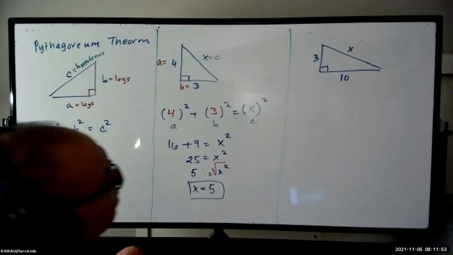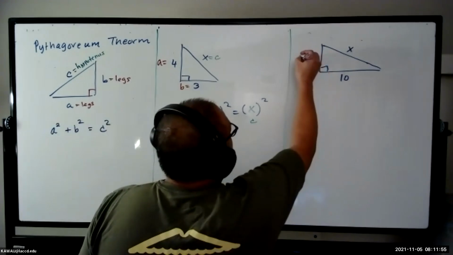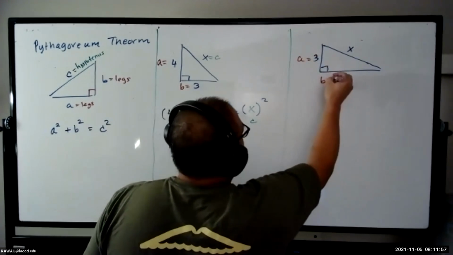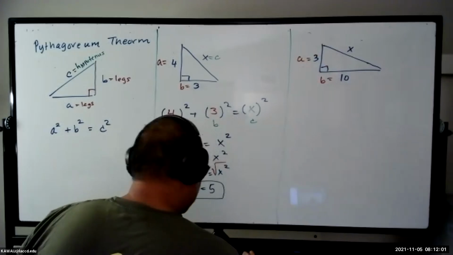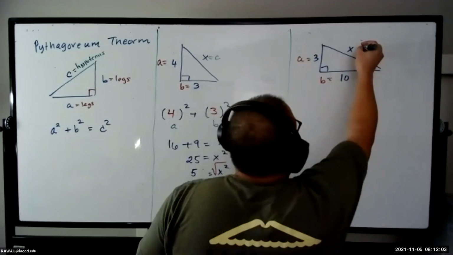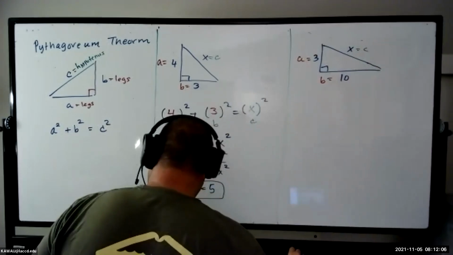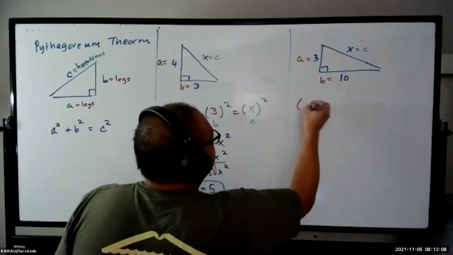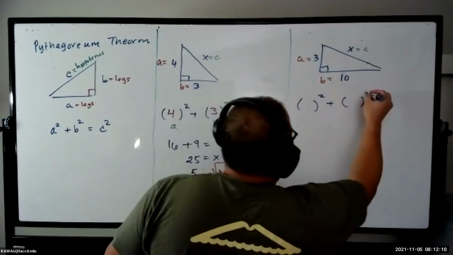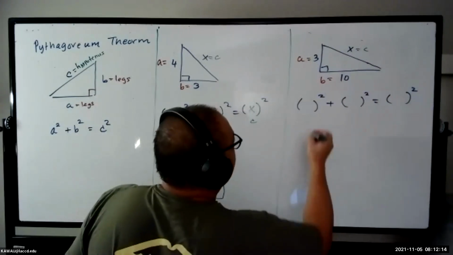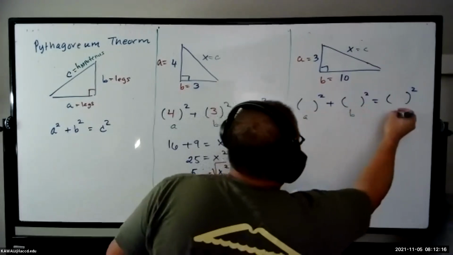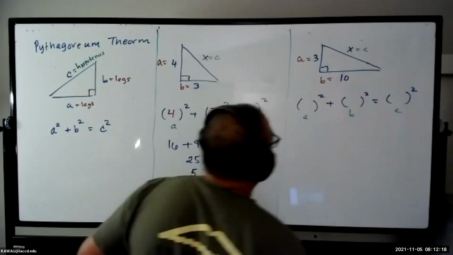So let's call this A. Let's call this B. But if you call this one A and this one B, that's okay. The most important thing is that you get this one to be C. So now you have something squared plus something squared is equal to something squared. And then you have your A, B, and C. So go ahead and fill that out.